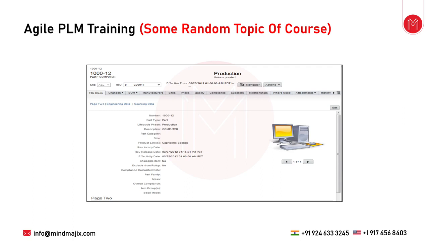In Agile PLM, there are basically three things which the manufacturing industry mostly uses, and those three things are ECO, MCO, and deviation. I'll explain in brief all these three things, why they are important, and why they came into the topic.